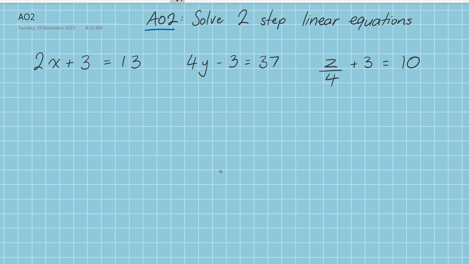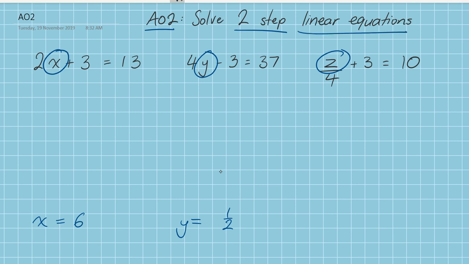When you're solving a linear equation, you're trying to find the value of the unknown. In this case x, in this case y, in this case z. What you're going to end up with at the end of this process is something like x equals 6 or y equals 1/2. That's what we're looking for. And obviously with a two-step equation, it's going to require more than one step.